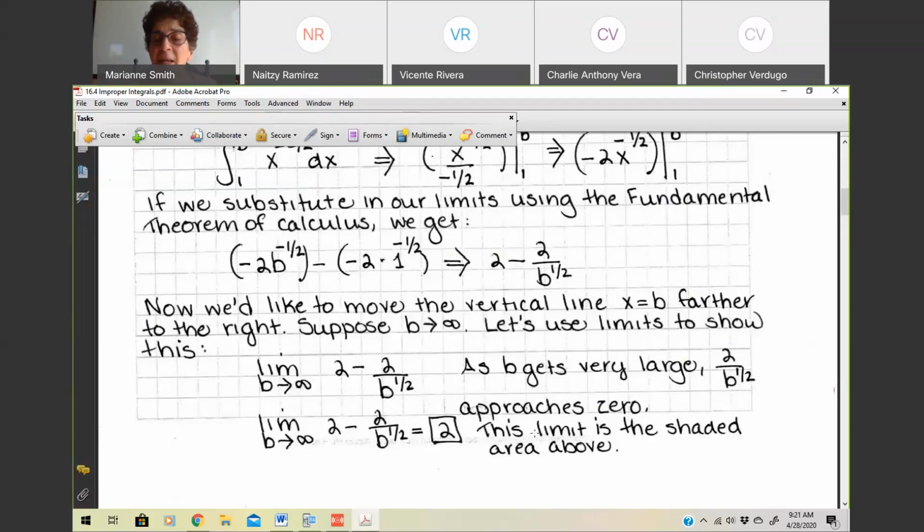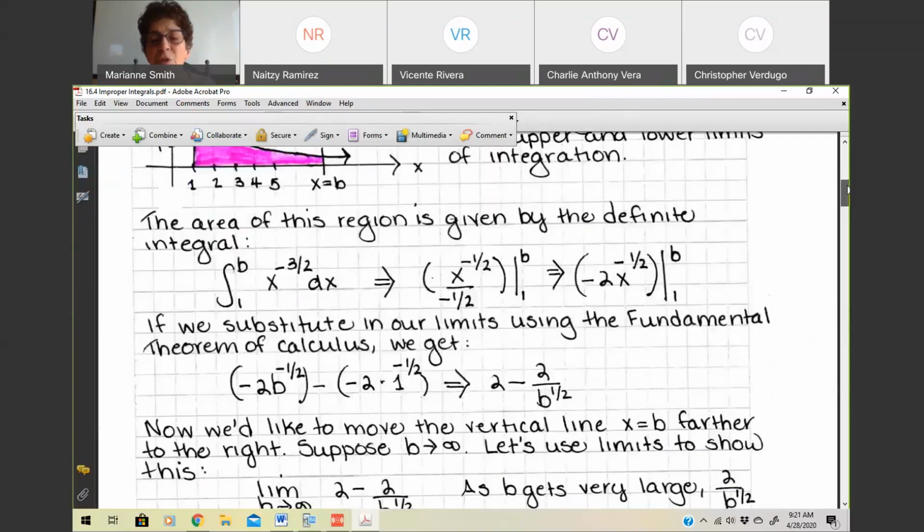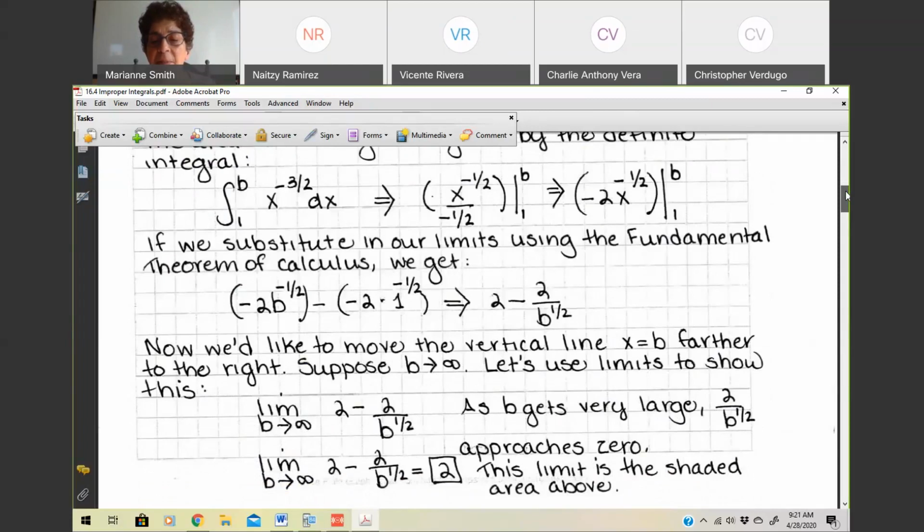So this limit does exist. And the area that I'm showing you, if I let this line x equals b go way out towards infinity, this pink area will approach 2 square units. So let me stop and ask at this point, okay with the example? Everybody all right with this?